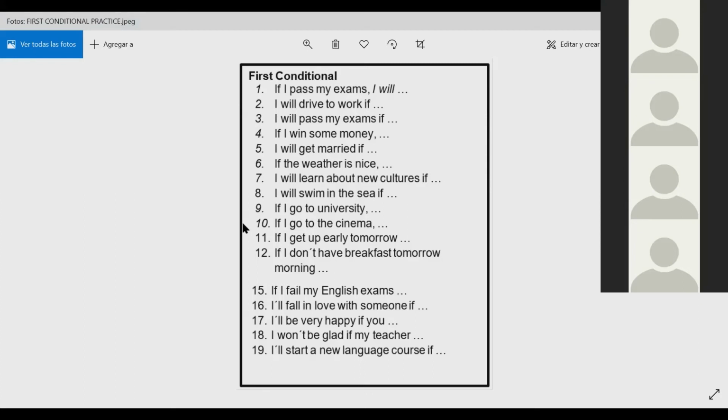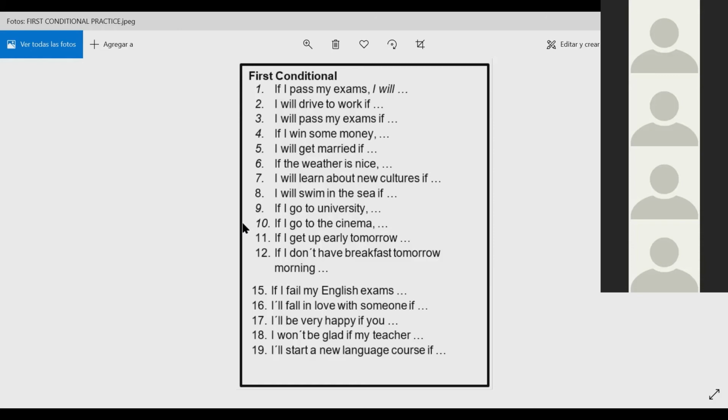Carlos and Haziel. If I win some money, I will pay my loans. Okay, your loans. That sounds like you have many, right? Okay, it happens sometimes. So if I win some money, I will pay all my loans.